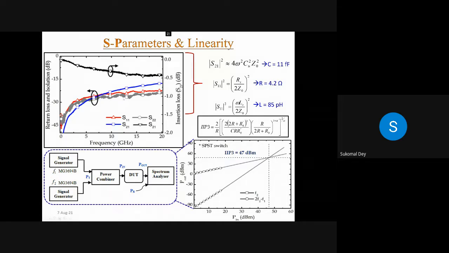Now, whenever this particular switch was developed, we were not very happy with the isolation performance, that is 17 dB, because isolation is a very important parameter. So now, is there any methodology by which we can improve the isolation without much effect on the other data?